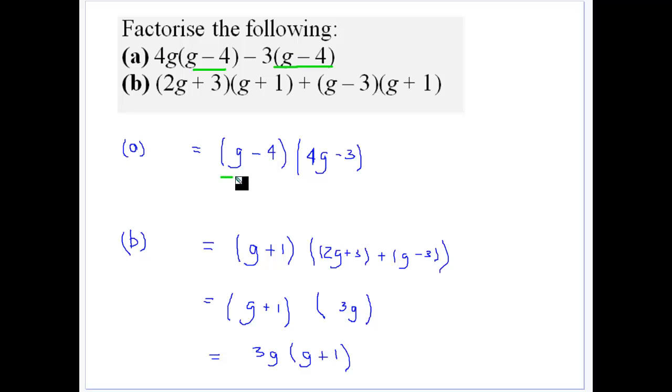So we can take that out and get our g minus 4 as a common factor there. And again, what multiplies by g minus 4 to give us 4g times g minus 4? Well, that's where the 4g's in a bracket there. And we've got the minus 3, so that's where that minus 3 comes from there. And that's in its most simplified form.